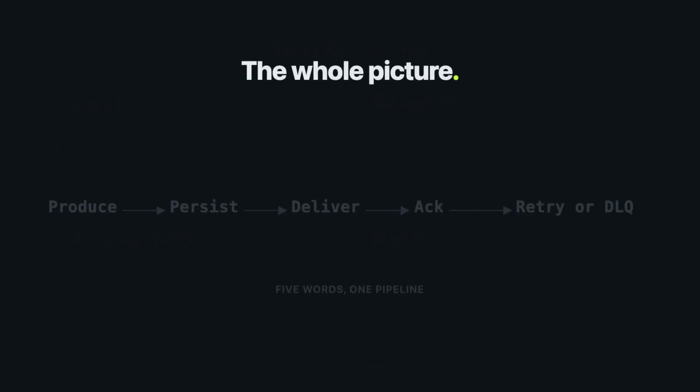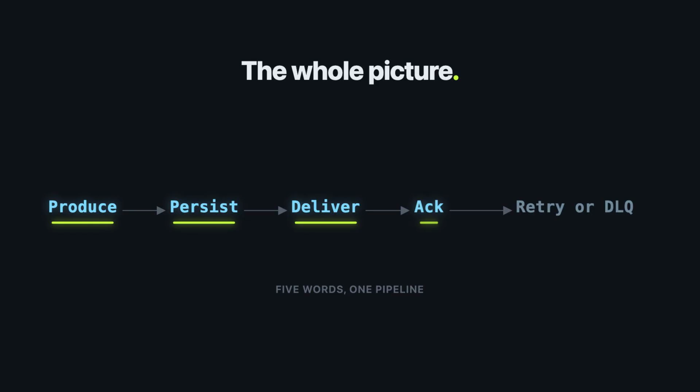So here's the whole picture, in 6 words. Produce, persist, deliver, ack, retry, or dead-letter. That chain is what a message queue gives you. The producer is never blocked on a slow consumer. The broker never loses a committed message. A crashed consumer gets its work redelivered. A poison message gets shunted aside so everything else keeps flowing.